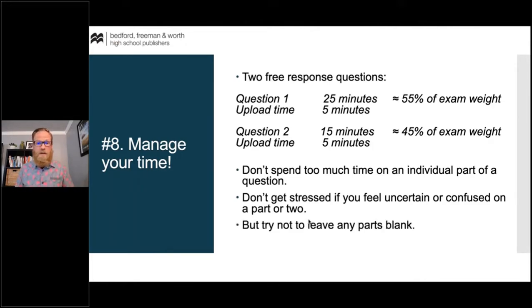And then the last tip here, if you can, you don't want to leave anything blank. There's no penalty for guessing on things, and you can get partial credit for a partial answer. So even if you just have some sort of random guess at it, put that guess down on the paper before you move on to the next part.